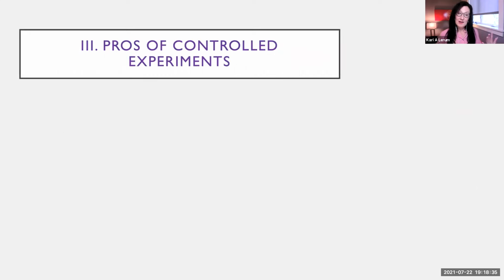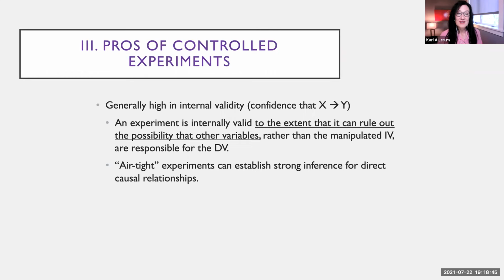So I'm going to step back here a couple of steps and talk about some pros and cons of controlled experiments, and I'm going to keep talking about this particular experiment as I do so. So controlled experiments tend to be very high in internal validity. This is the idea that you have confidence that what you're measuring as the independent variable is impacting the dependent variable. An experiment is internally valid to the extent that it can rule out the possibility that other variables, other than the thing that you're manipulating, is responsible for the dependent variable.